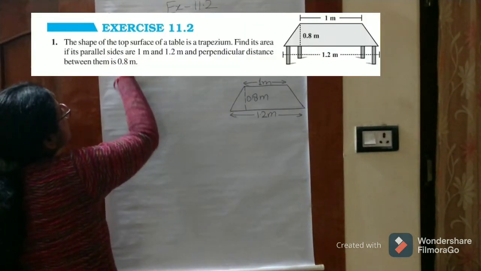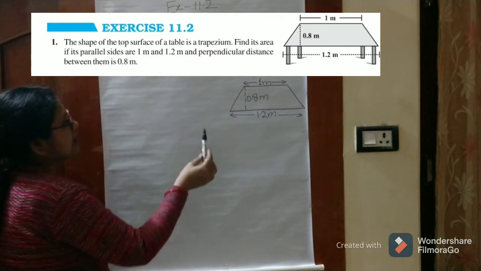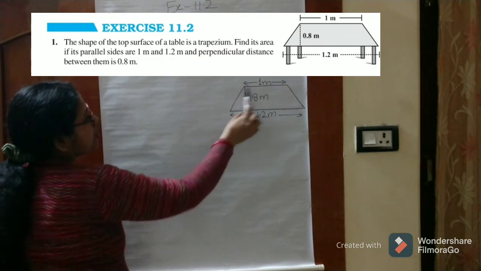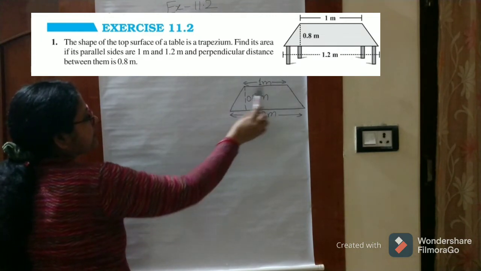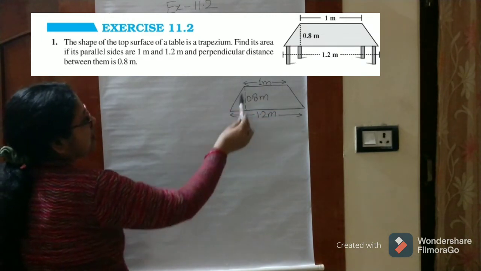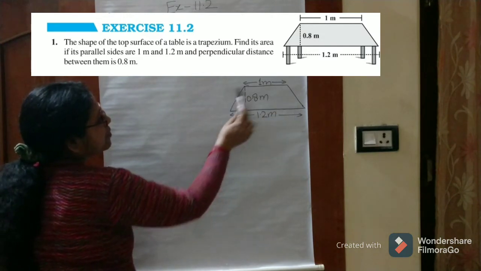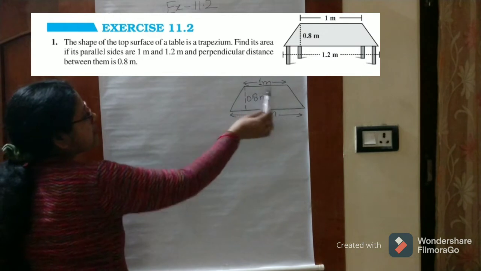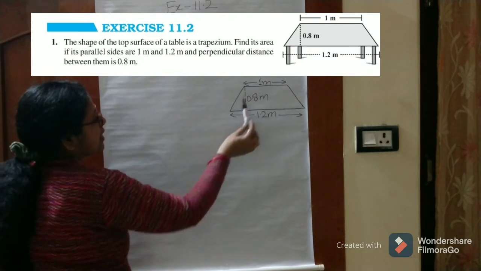Question 1. In this question, you have to find the area of the top of the table. See, it is given in the form of a trapezium. As I told you that one pair of parallel sides are there.